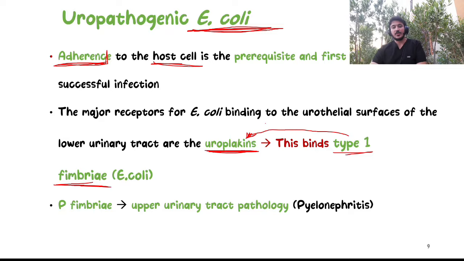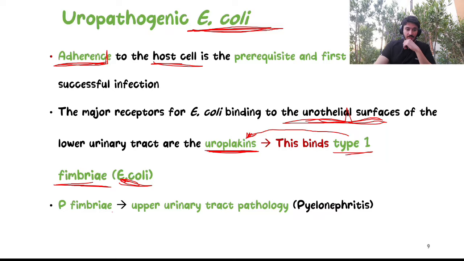So what I want you to remember is something called type 1 fimbriae, which is a virulence factor for E. coli, and this allows the attachment to uroplakins. Remember uroplakins in case they ask you about it. And finally, uroplakins are found in urinary surfaces, like the ureters, the bladder, the kidneys, urethra. You get the point.